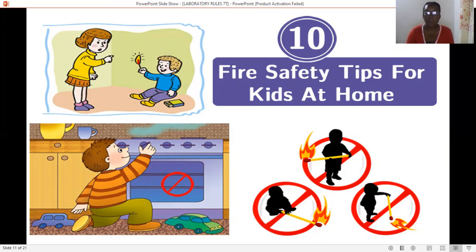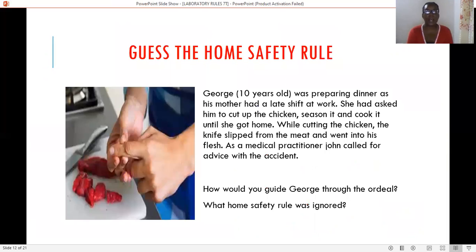So before we talk about the rules, we have a guess the safety rule question or questions here, and we are actually guessing the home safety rule for this one as we're talking about the home safety this time. So for example, George, a grade 10 male, was preparing dinner as his mother had a late shift at work. She had asked him to cut up chicken, season it, and cook it until she got home. While cutting the chicken, the knife slipped from the meat and went into his flesh.